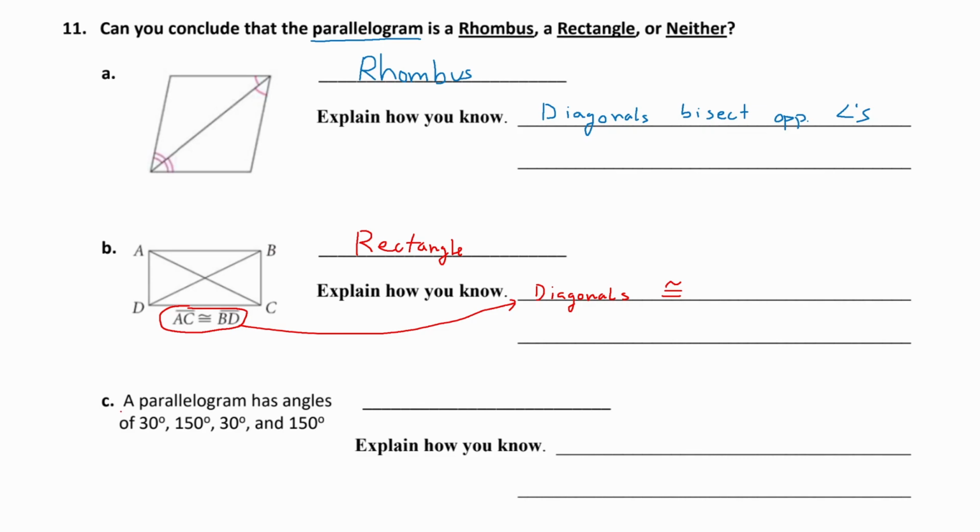And then finally, we have a parallelogram with angles of 30 degrees, 150 degrees, 30 degrees, and 150 degrees. That's good because a parallelogram's opposite angles should be congruent, so this makes sense. However, there's not enough information for us to determine whether it's one of these particular types of parallelograms because we don't know anything about the diagonals. So I can't make any determinations. We would say neither here, and then we would say there's no info about their diagonals.